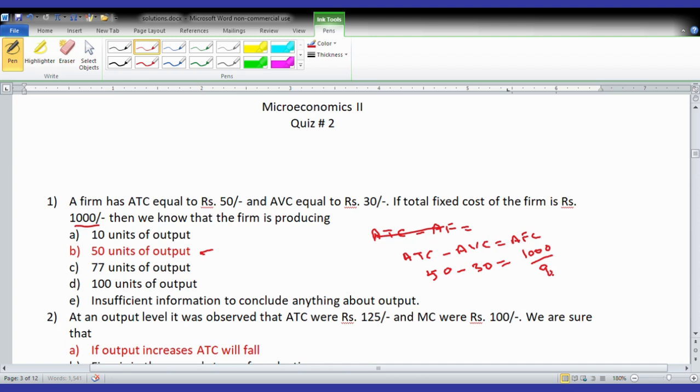And so we see that we have one variable here, and in this case 20Q equal to 1000, and this gives us Q equal to 50. So the correct answer is equal to 50.